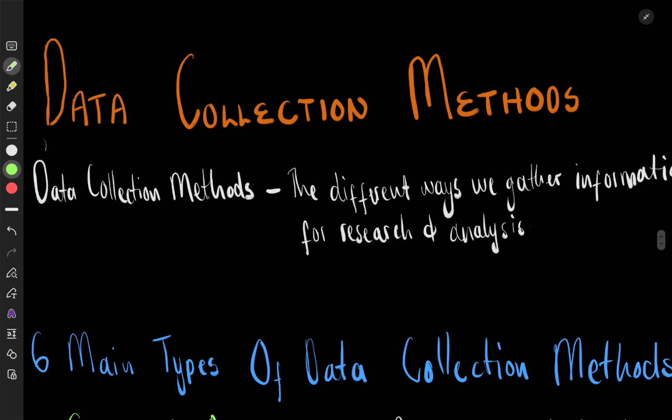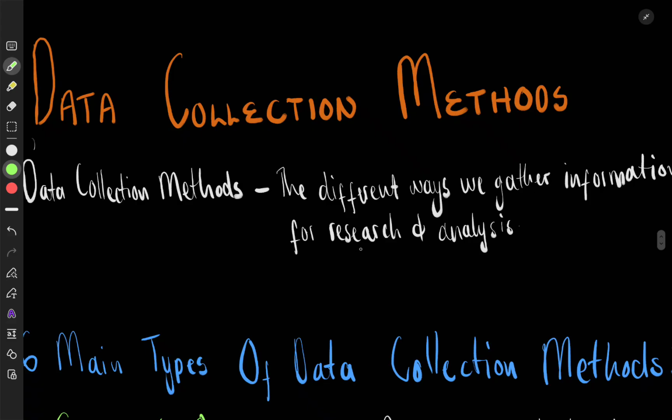So the definition here, which I've written down, is that data collection methods are, please don't make it hard, okay? It should always be simple, and you should be able to answer questions at the end of the day. If it's too professional and hard, how will you answer the question? So let's make it as easy as we can. Data collection methods are just the different ways that we collect or gather information for research and analysis. How many are they? 6.